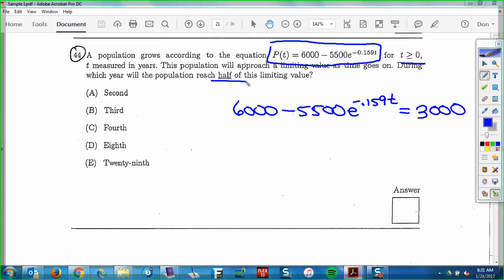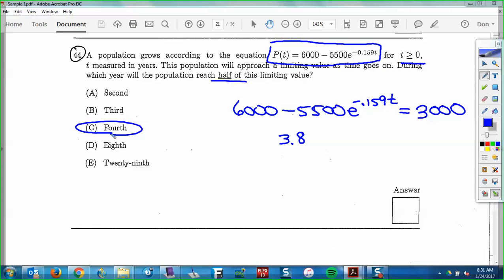Now, since it is a calculator one, you just go to your calculator and do a solve. And I think it comes out 3.8 or something like that. So what year is that? That'd be the 4th year. Right? But then you just do a solve.